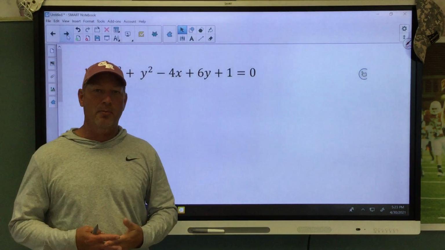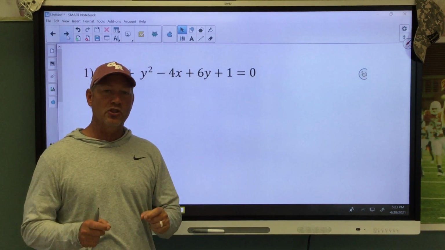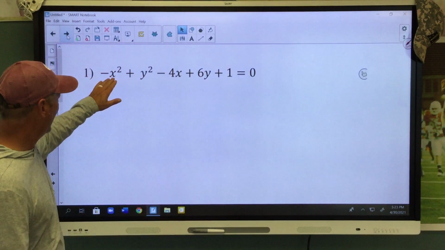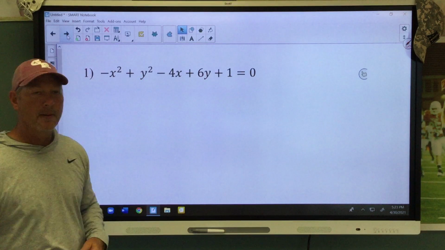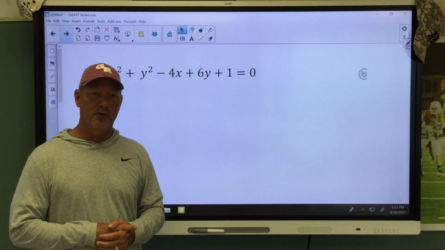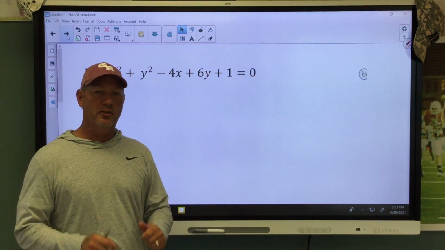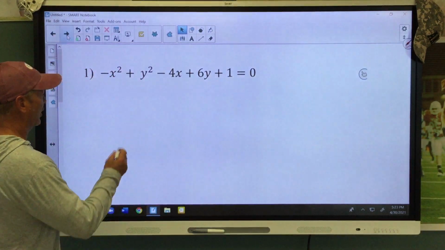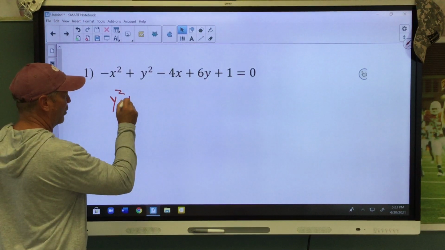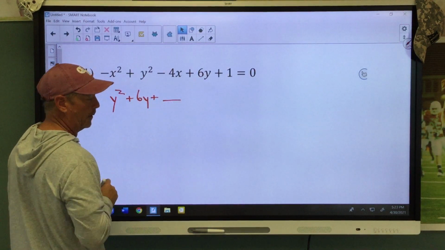So when we get a problem and we have to complete the square, we need you to start with the positive squared term. I have an x squared and I have a y squared. But the y squared is positive and we need to start with that one first. Always start when you complete the square with the positive squared term first. So we're going to say y squared plus 6y plus blank. We're going to complete the square.